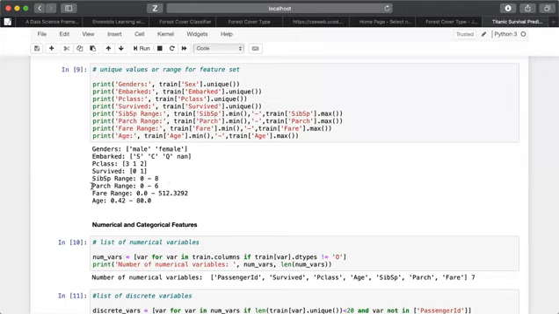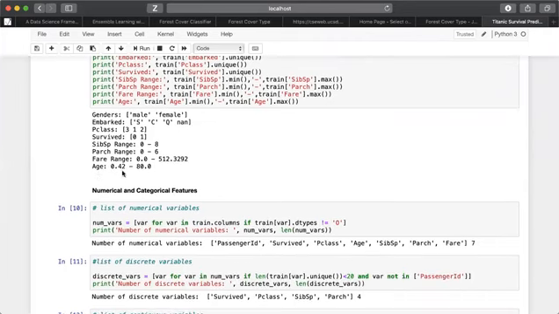For the parts range, for parents and children, it is from 0 to 6. And fare range, like I covered earlier, the difference is too much. It is from 0 to 512.3292. The 0 might be for the crew members who are traveling. And for age, the range is from 0.42 to 80. The minimum age was 0.42, maximum was 80.